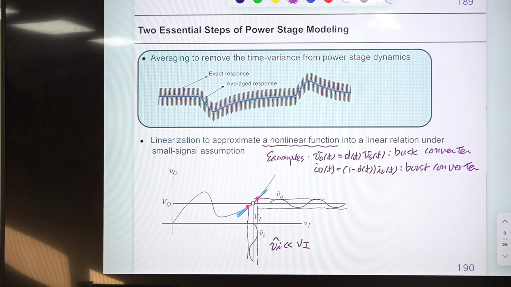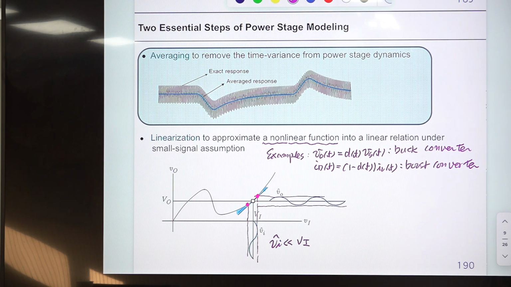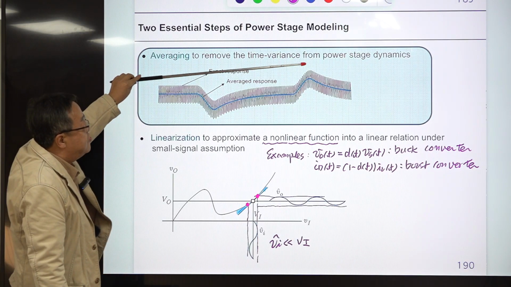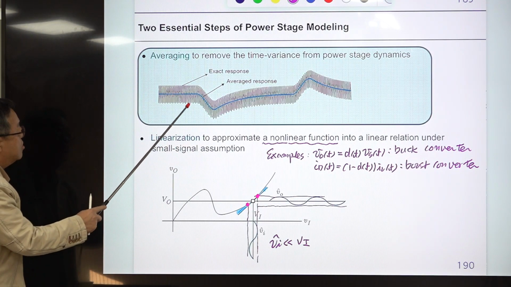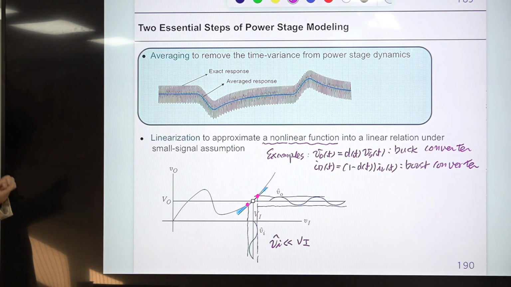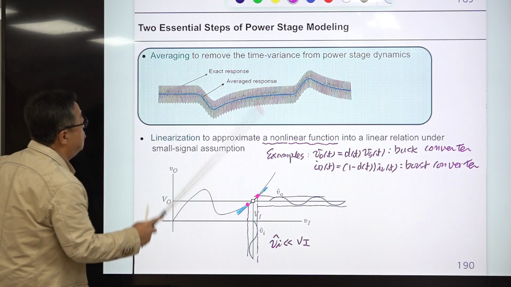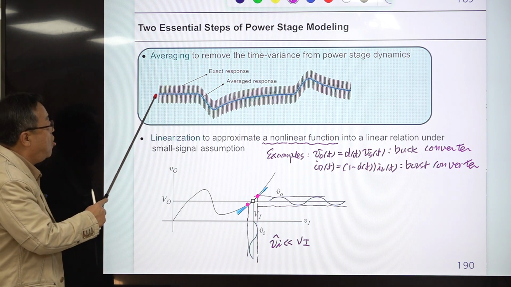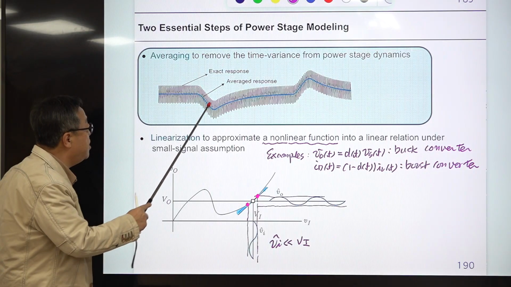All right, then let me explain some details about the steps of averaging and linearization. This shows the averaging steps employed to remove the time variance from the power stage dynamics. This black curve is the current waveform of an actual buck converter obtained from a cycle by cycle simulation using the switch model. So this is the actual response, and this averaging procedure will produce an averaged model which generates the trajectory of the time averaged curve of this actual cycle by cycle triangular waveform.